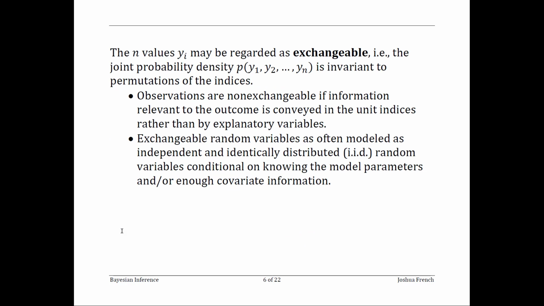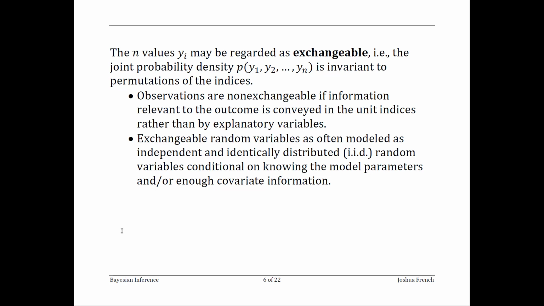Let's talk about a key assumption in Bayesian statistics. One of the key assumptions in Bayesian statistics is that the observed data are exchangeable. What that practically means is that our joint probability distribution is invariant to permutations of the indices. In other words, it doesn't actually matter what order we observe the data in, the probability distribution is going to be the same. How do we know if a set of observations are exchangeable?